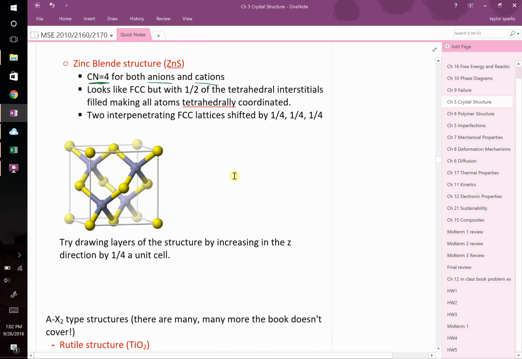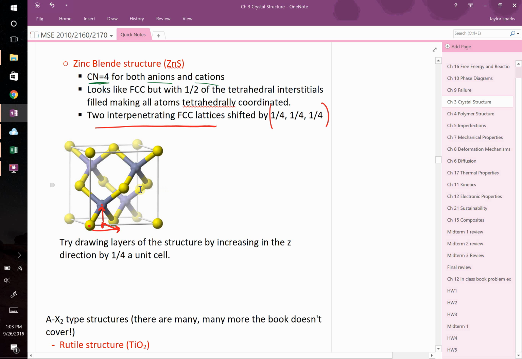So zincblende looks a lot like sodium chloride or the rock salt structure because it's also 2 interpenetrating FCC lattices, right? But this time, instead of being shifted by half of a lattice parameter along either the x, the y, or the z direction, it's shifted by 1/4, 1/4, 1/4, right? So in all 3 of those directions, it's shifted by a quarter, meaning we go 1/4 of a lattice parameter along the a, 1/4 along that direction, and 1/4 along that way. So we have 1 lattice starting here and 1 starting there.